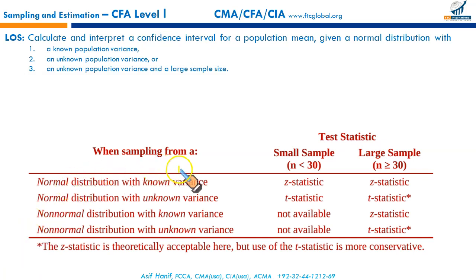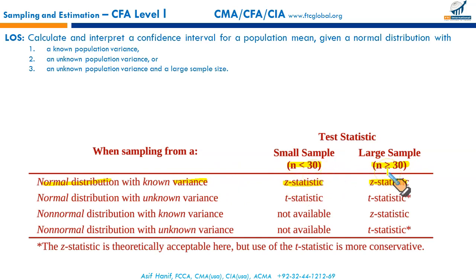If your distribution is normal and the variance is known, when you say variance is known, that is the population variance, you will use z statistics whether the sample size is less than 30 or greater than 30. That's for sure. If it's a normal distribution, the sample size doesn't matter. You use z statistics in case of sample size less than 30, more than 30.